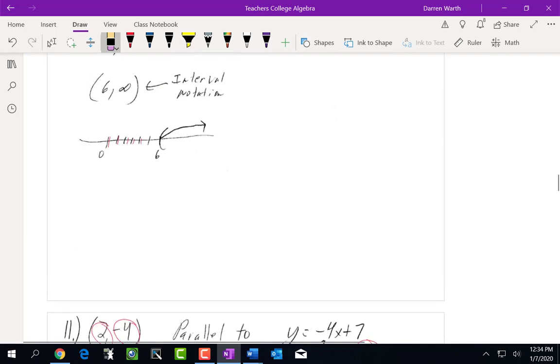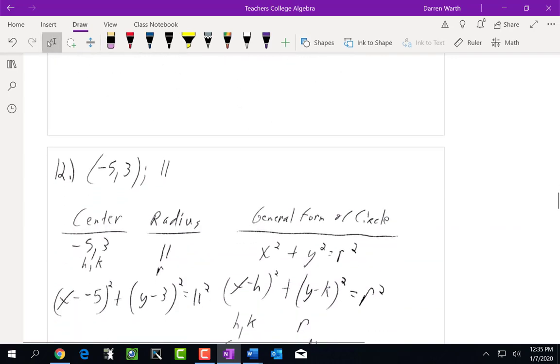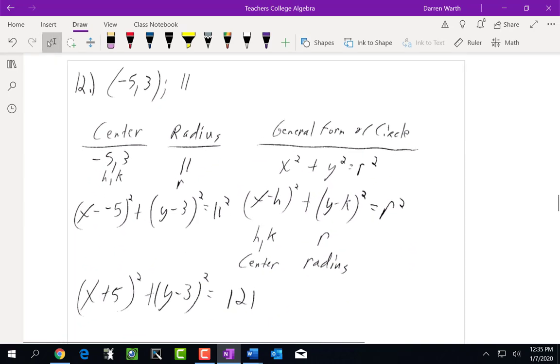You can either use y equals mx plus b, or you can use y minus y sub 1 equals m times x minus x sub 1. Both forms work.